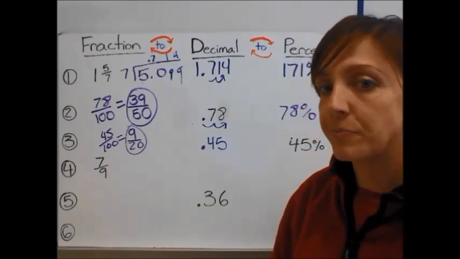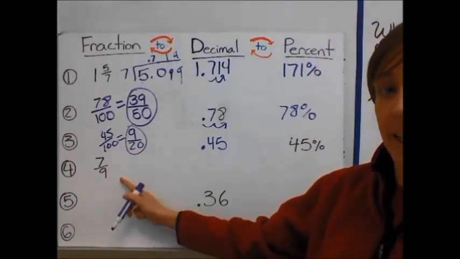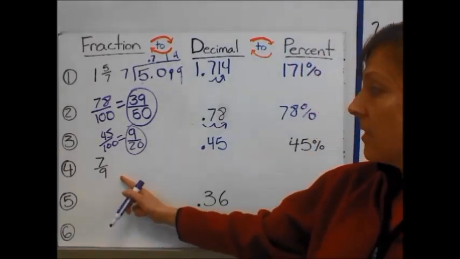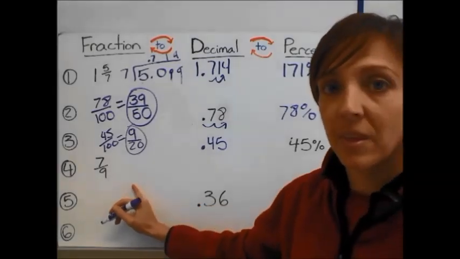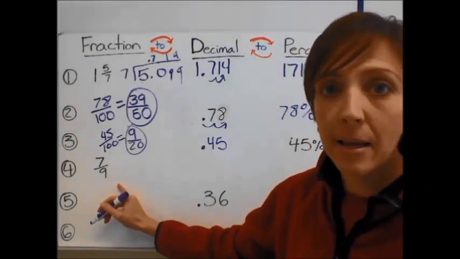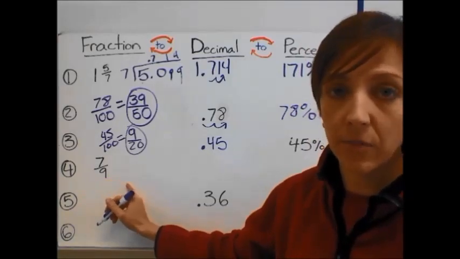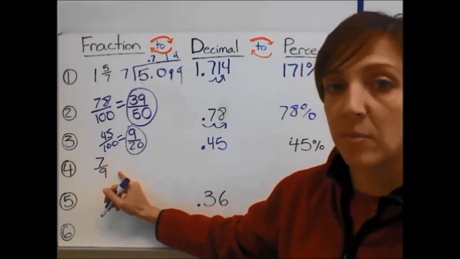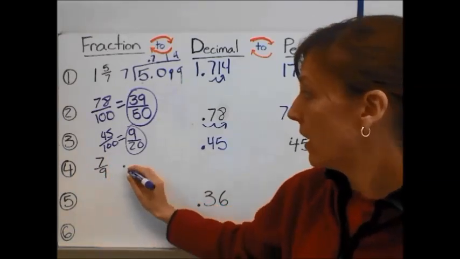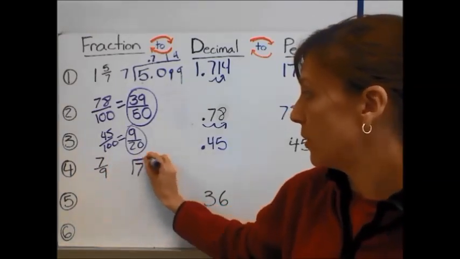Let's go to number 4. In number 4, I have 7/9. 7/9 is a fraction. I want to change that into a decimal number. I happen to know that any number sitting above a 9 is going to repeat. So any single-digit number here that is sitting above a 9 is going to be a repeating number. Now, you can put the top number in the house to prove that.